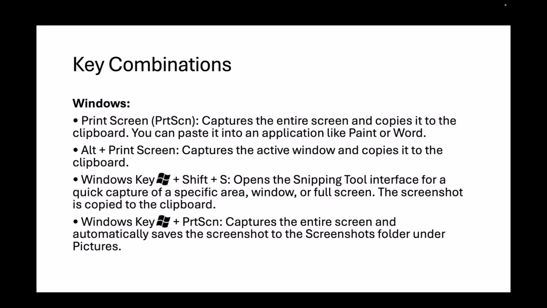The Windows key plus Shift plus S will open the Snipping Tool interface for quick capture of a specific area, window, or full screen. The screenshot is copied to the clipboard. Using the Windows key plus Print Screen, it'll capture the entire screen and automatically save the screenshot to the Screenshots folder under Pictures.